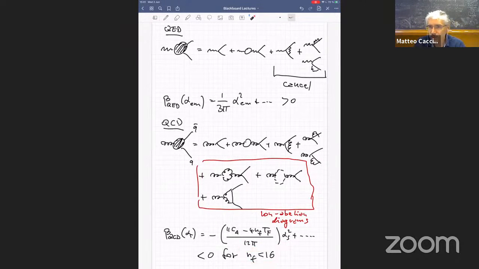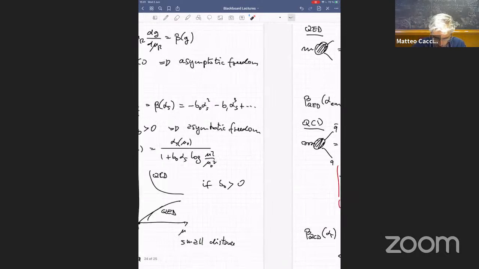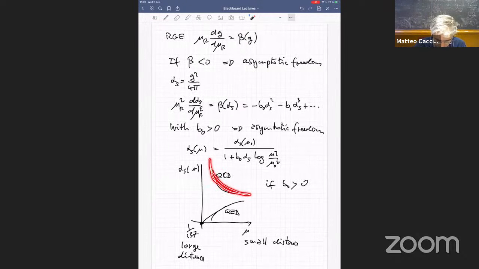Well, we know 6 flavors: 6 quark types, up, down, strange, charm, top, bottom. And so we predict in perturbative QCD with NF less than 16 asymptotic freedom, because then eventually the behavior of the coupling will be exactly the one that we showed before here. So this is what you predict as soon as your beta function is negative.